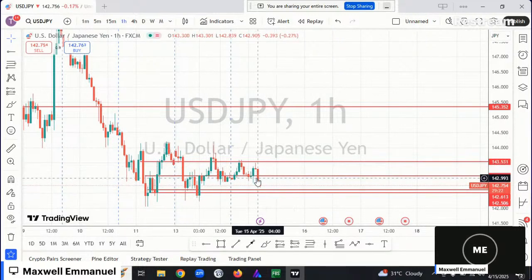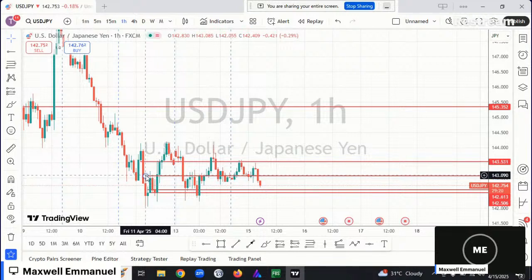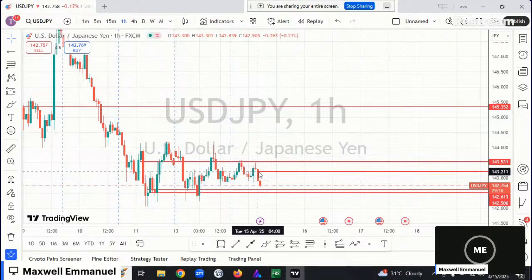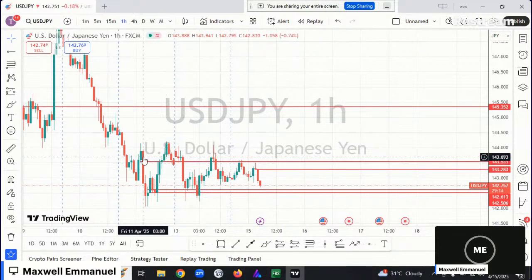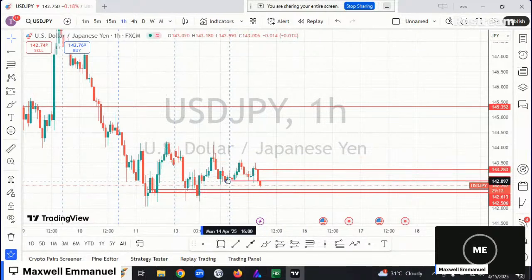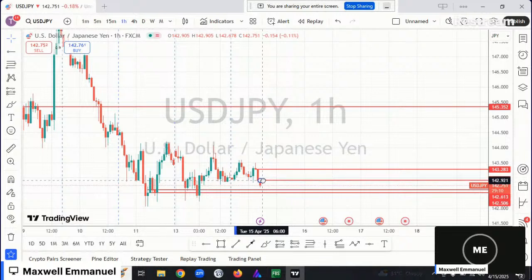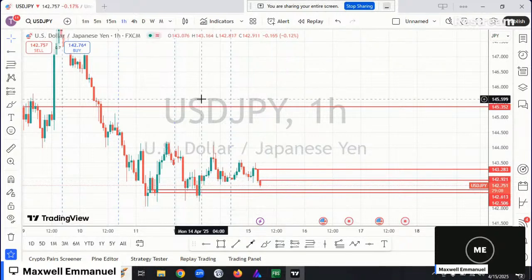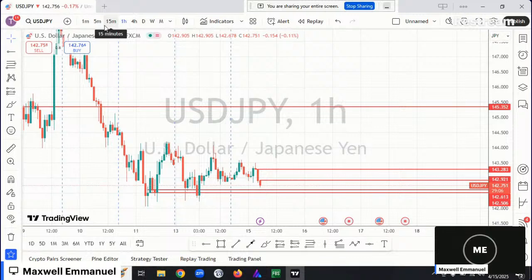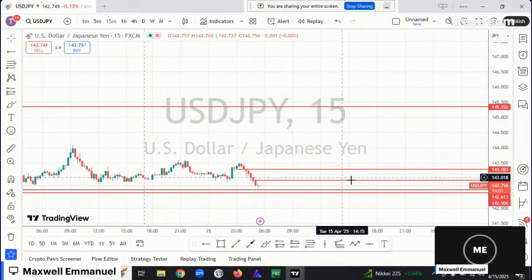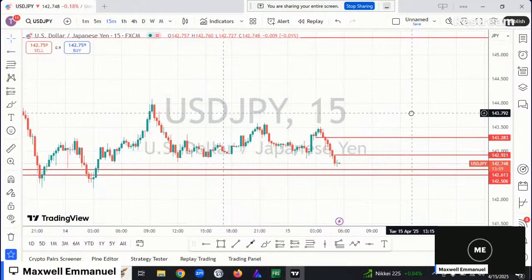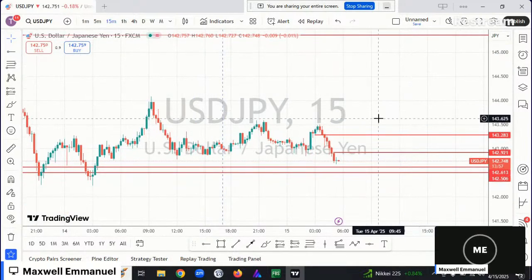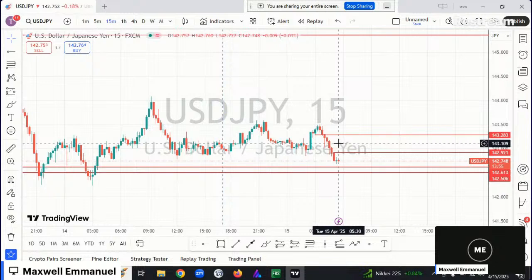So it has created a fair value gap here. If you want to sell, you might want to wait for price to pull back and fill this fair value gap. That is what I would suggest. If you want to sell, wait for price to pull back and fill that fair value gap before you sell.